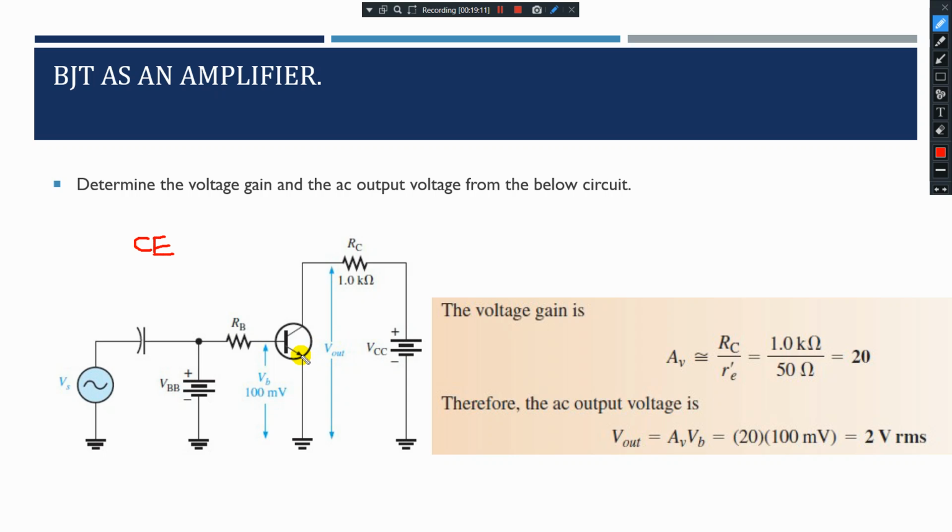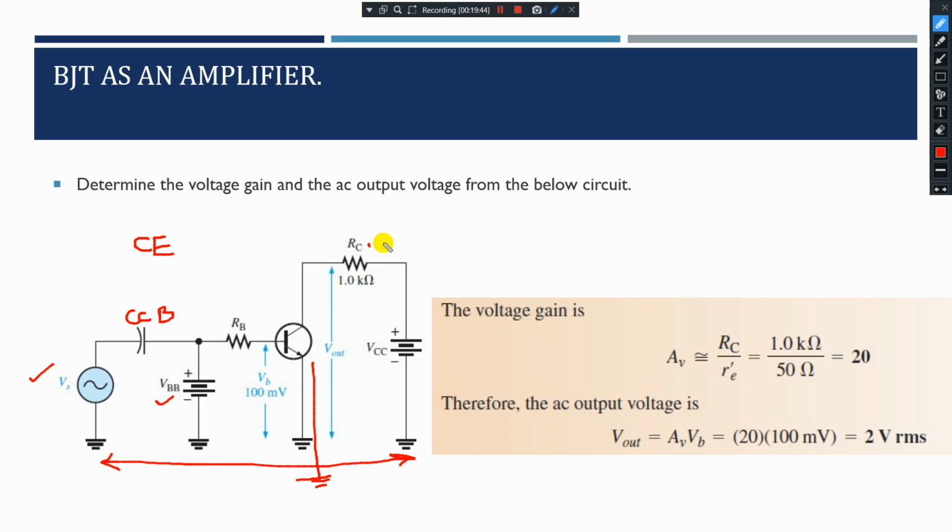Common emitter configuration. Why is it common? Because from input to output, what is common here? Your emitter is common, so it's called common emitter configuration. Here we have some Vs input source with a coupling capacitor CC, the coupling capacitor of the base, and we have some voltage VBB, we have RB and VB, and the output V out we need to find out.